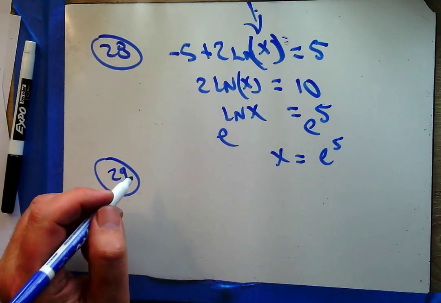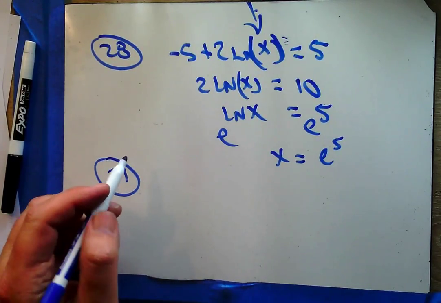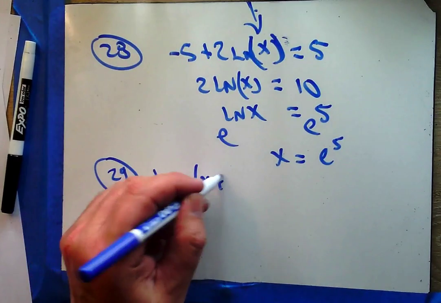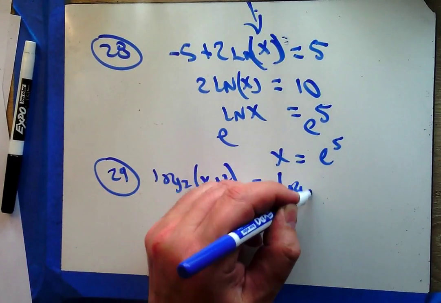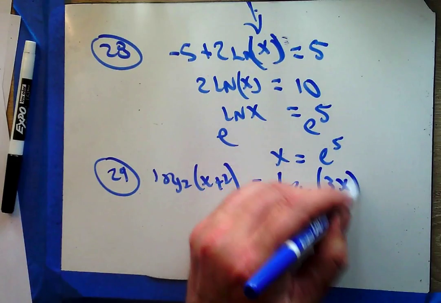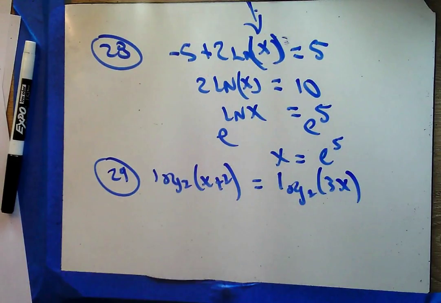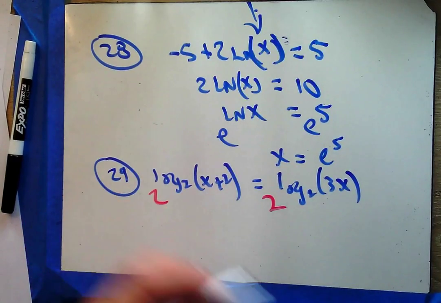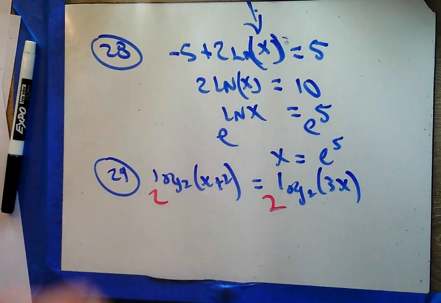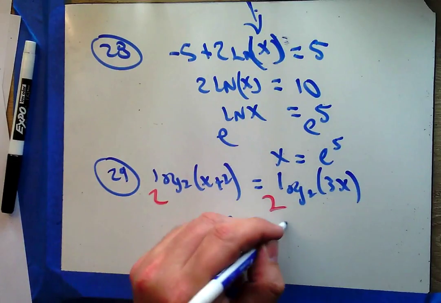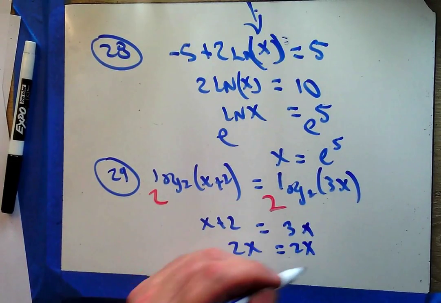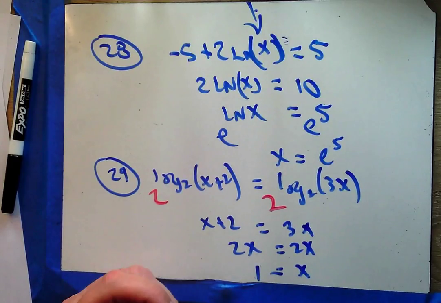How about problem 29? 29 says log base 2 of x plus 2 equals log base 2 of 3x. Well, I exponentiate on both sides with 2. And so now I've got x plus 2 equals 3x. Subtract x from both sides, or x equals 1.